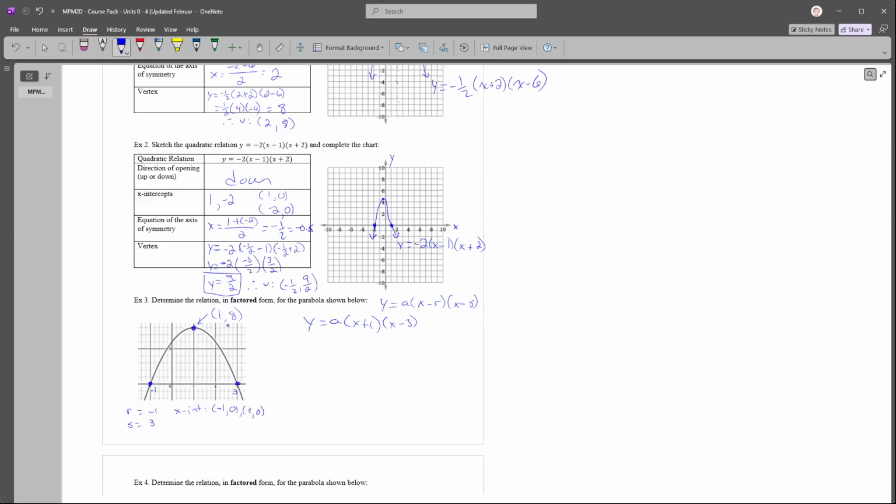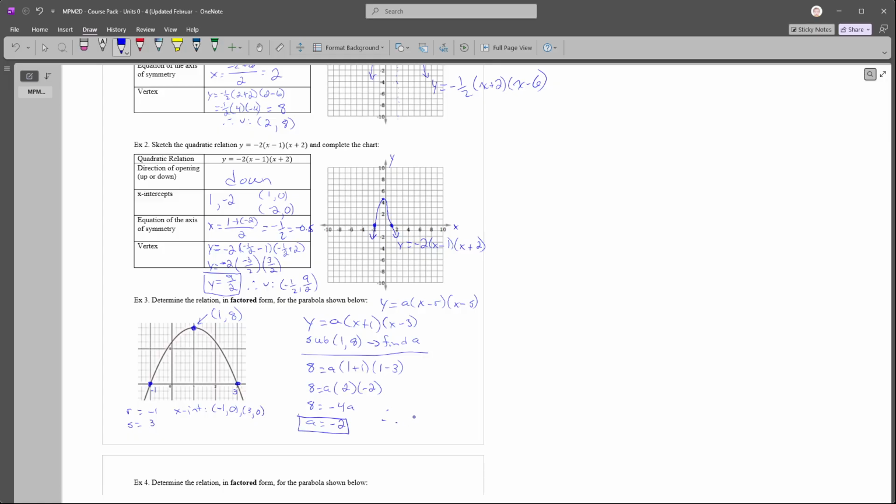So if we substitute this point into our equation, so sub 1, 8 to find a, we should be able to find our last term that we need. So our y value is 8 equals a times our x value, which is going to be 1, 1 plus 1 times 1 minus 3. So we have 8 equals a times 1 plus 1 is 2 times 1 minus 3 is negative 2. So that's 8 is equal to negative 4a. So that means a is going to be equal to 8 divided by negative 4, which is negative 2.